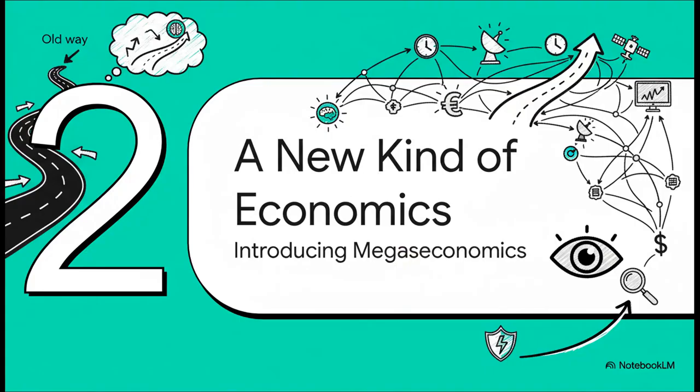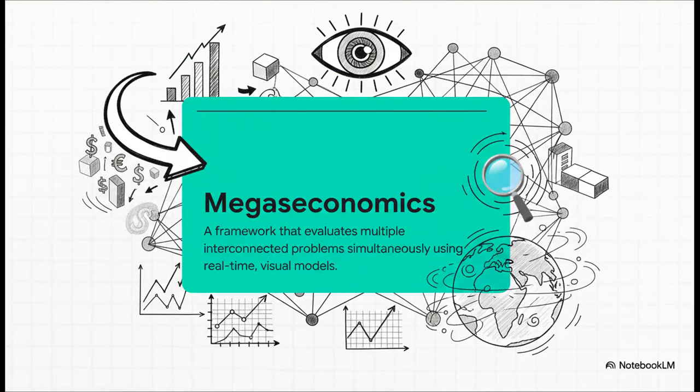So, okay, if the old way of looking at things in pieces isn't cutting it anymore, what's the alternative? Well, that brings us to the main event, Megaeconomics. This is a brand new way of thinking designed from the ground up for the super connected, fast-paced world we actually live in. So what is Megaeconomics at its core? It's all about one thing, seeing everything at once. Instead of trying to solve problems one by one, it looks at a whole bunch of interconnected issues all at the same time. And get this, it throws out the old static equations and replaces them with live simulators and visual models that actually bring the economy to life right in front of your eyes.